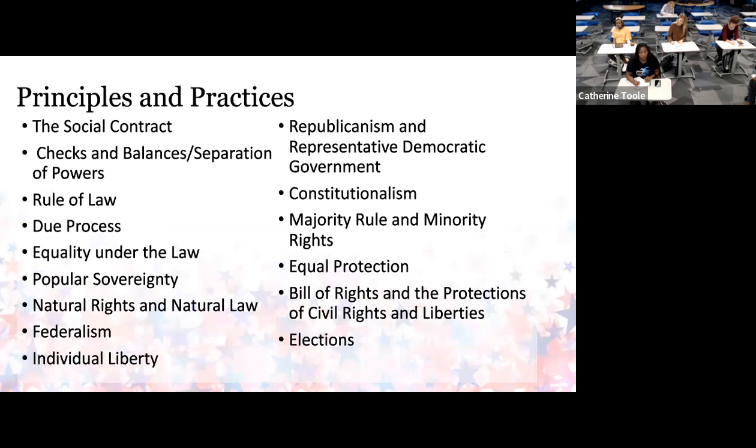These are the key terms that we will be talking about. And in fact, this is like a table of contents for what each of the slides is called. So we don't need to read each, where you see that social contract, checks and balances, rule of law. We will be discussing each one of these individually.